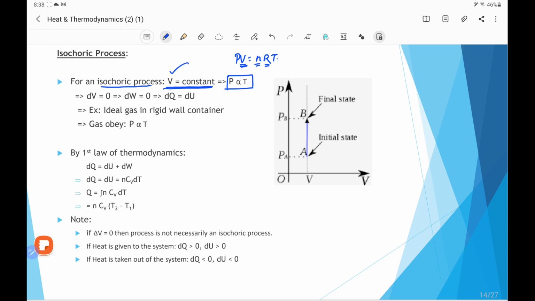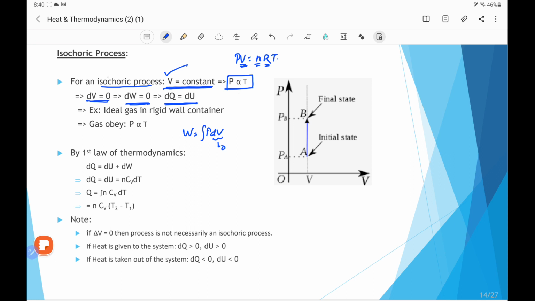Because volume is constant, the change in volume will be zero, and because work is defined as the integral of PdV, and the change in volume is zero, the work will be zero. And from the first law of thermodynamics, we can say that the heat will be equal to the change in internal energy.